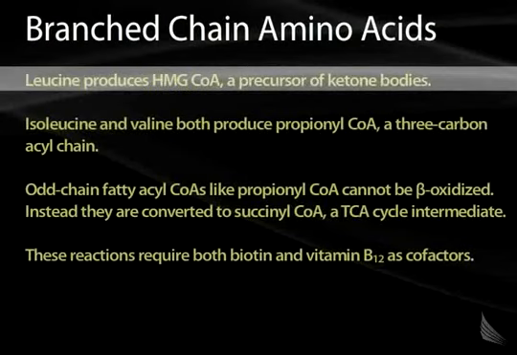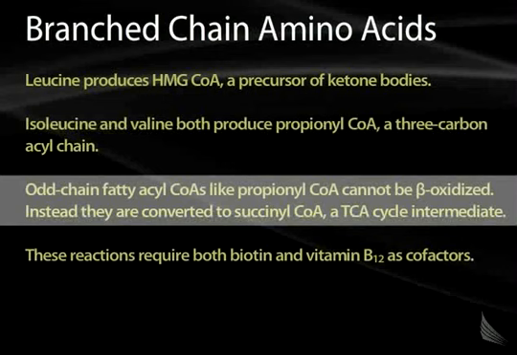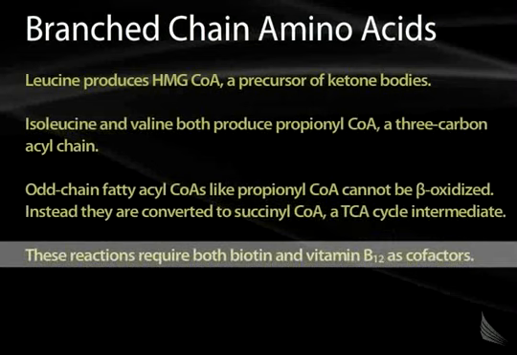Now the end point of leucine is the production of HMG-CoA, and this is a precursor of ketone bodies. So because of that, leucine is one of the 2 amino acids that is purely ketogenic, that is not gluconeogenic at all. Isoleucine and valine both produce propionyl-CoA, which is a 3-carbon acyl chain. Odd-chain fatty acyl-CoAs like propionyl-CoA can't be beta oxidized. Instead, they have to be converted to succinyl-CoA, which is a TCA cycle intermediate. And these reactions require cofactors, both biotin and vitamin B12.